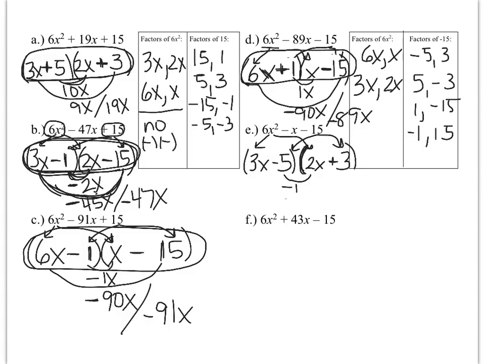That gives me negative 10x. And let's do my outers. That gives me 9x. I got it. Negative 10x plus 9x is negative 1x, which is just negative x. So there are my factors right there. All right, now really stop the video and just take 2 or 3 minutes to try letter F. And if you don't get it, then just come back.